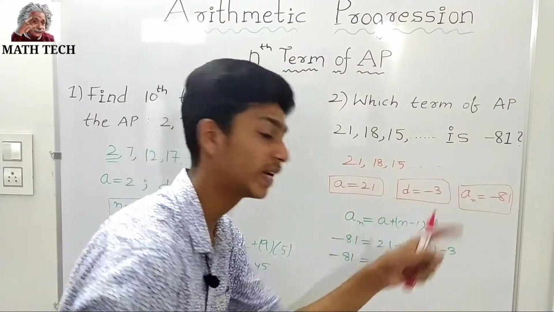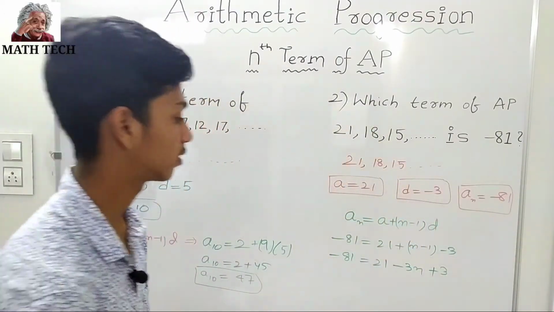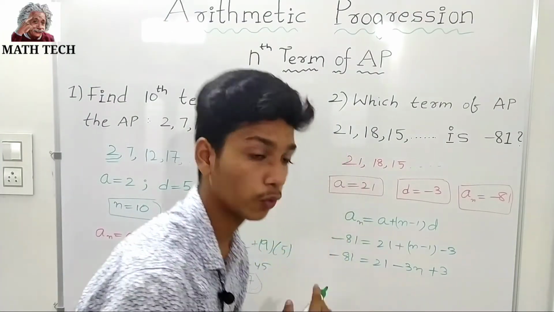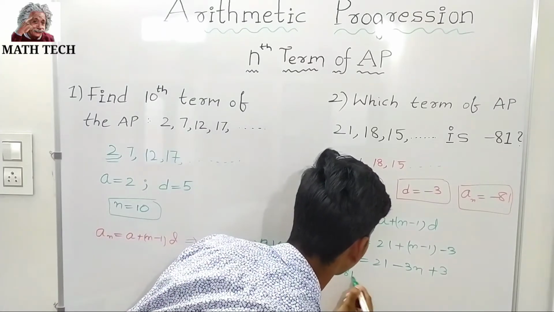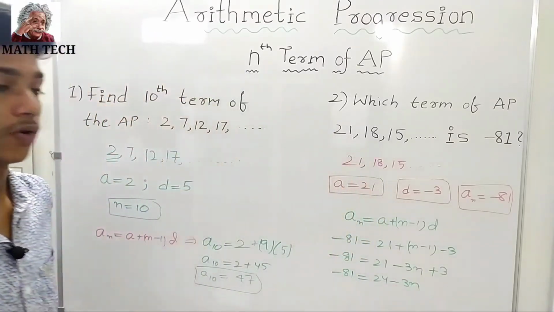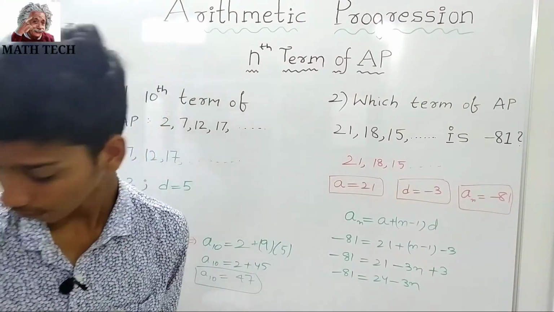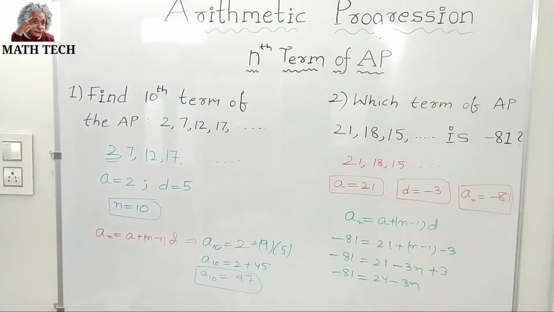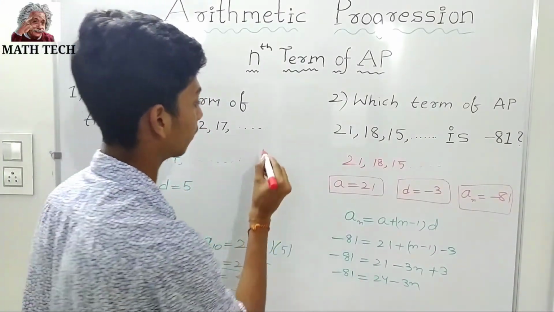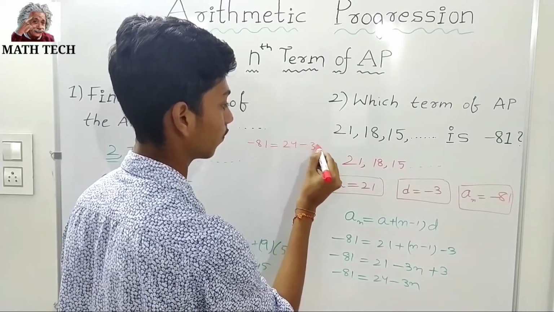Okay, minus 1 into minus 3, minus into minus positive, that is 3. Okay, minus into minus plus. So if 3 comes this side, we'll get 21 plus 3 is 24, minus 81 is equal to 24 minus 3n. Okay, 24 minus 3n. Let's find this here. Minus 81 is 24 minus 3n.